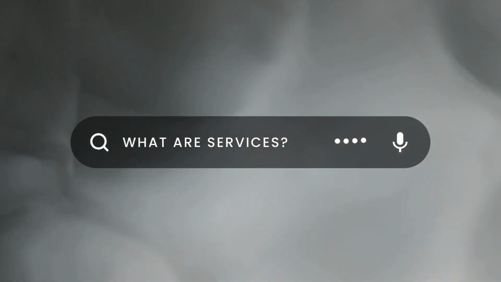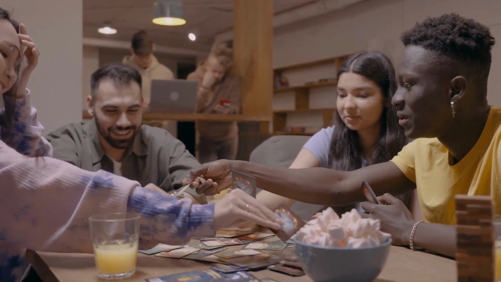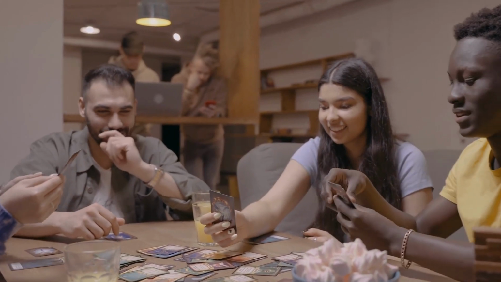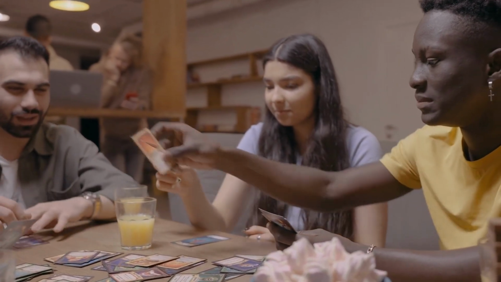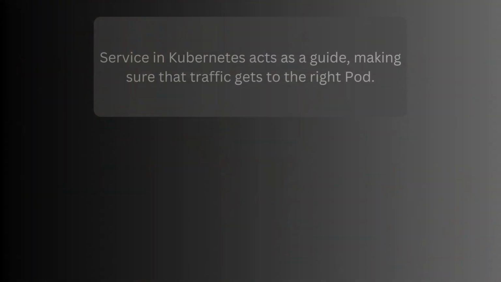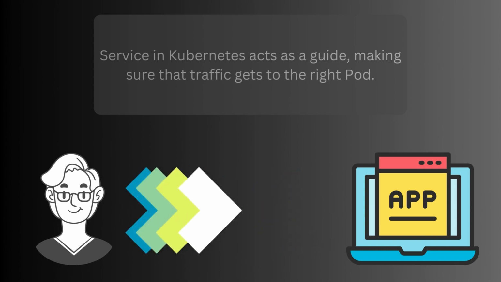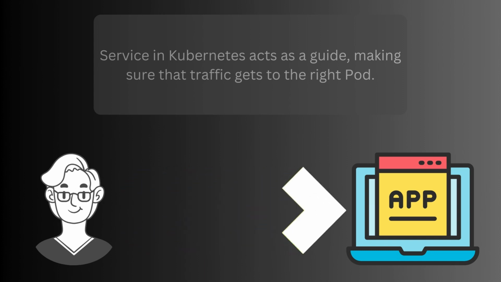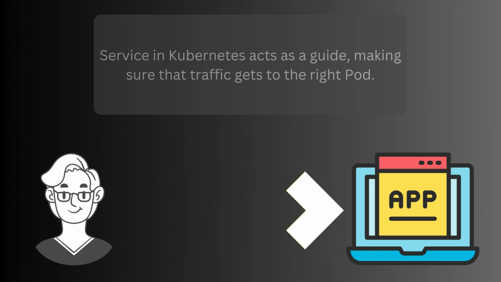Now, what are services? Imagine you have guests coming over and you want them to visit different rooms in your house. But instead of guiding each guest to the correct room, you create signs at every corner to direct them. That's what a service does in Kubernetes. It acts as a guide, making sure that the traffic gets to the right pod. If your web application is in a pod, the service makes sure that anyone trying to access your application finds it, even if the exact location changes over time.